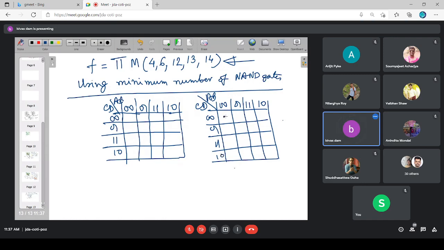Now this cell corresponds to which min term? 0. This is nothing but min term 0. The next one, this one. 1.